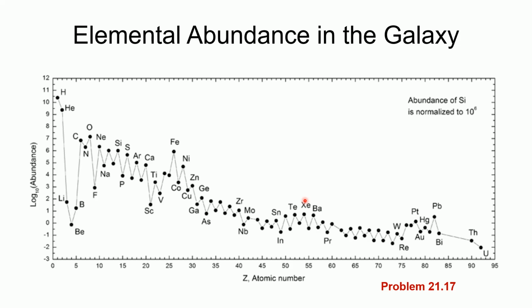Now, that's not universally true. Beryllium is just not very abundant, and so lithium and boron are much more abundant than beryllium. But this is, for the most part, true across all the elements. So let's look at number 17 on the in-class assignment.